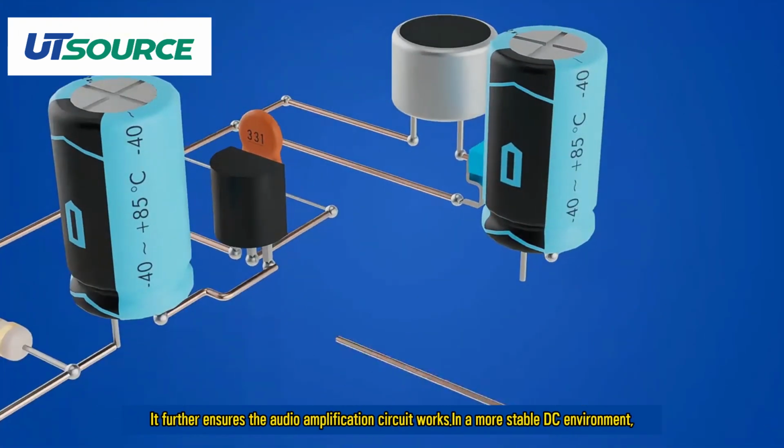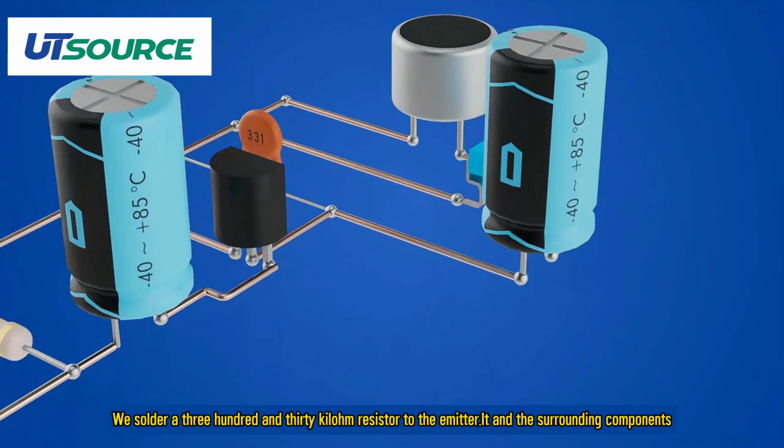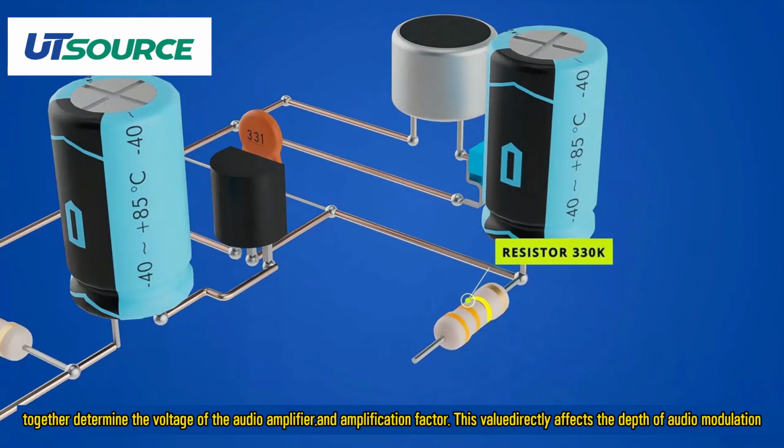in a more stable DC environment. We solder a 330 kilo ohm resistor to the emitter. It and the surrounding components together determine the voltage of the audio amplifier and amplification factor. This value directly affects the depth of audio modulation.